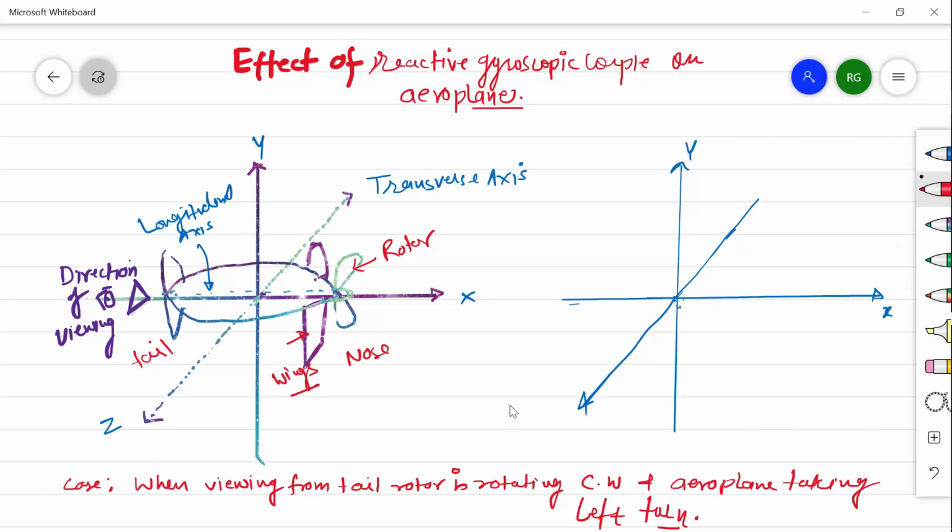So when viewing from the tail side, rotor is rotating clockwise and aeroplane taking left turn. So aeroplane taking left turn. So we need to find out the effect of gyroscopic couple on the plane.